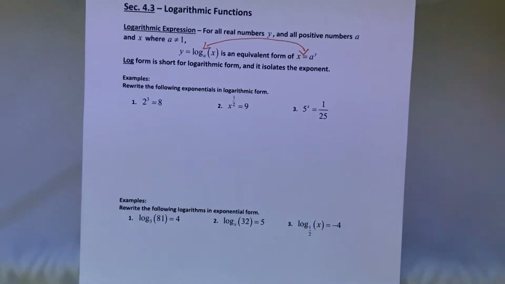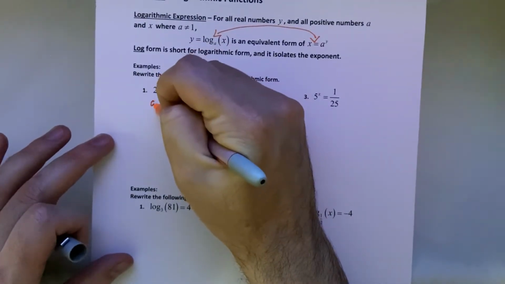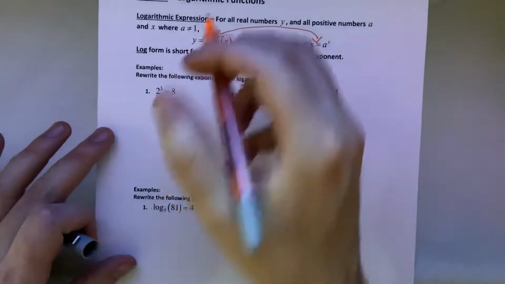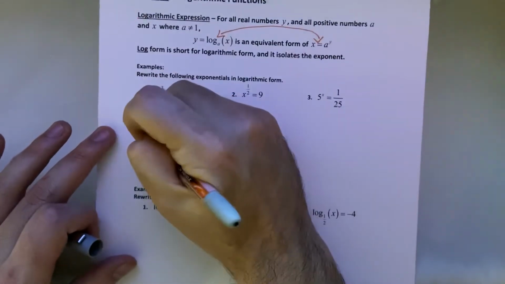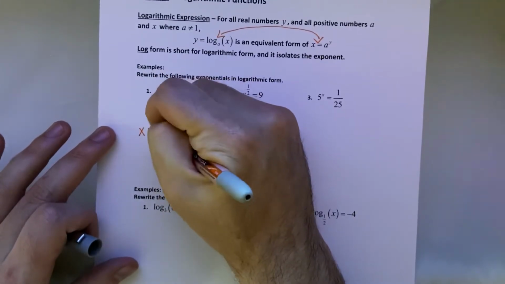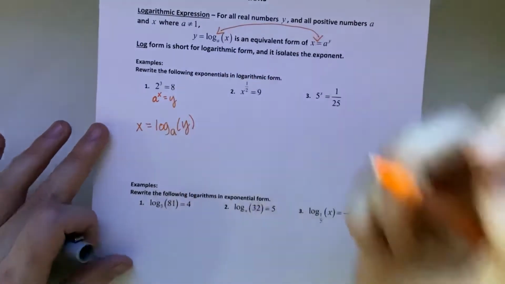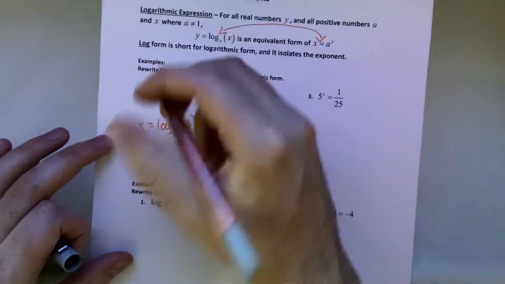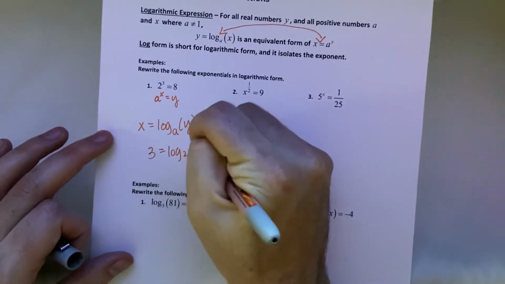So rewrite the following exponentials in logarithmic form. 2 cubed equals 8. So that's a to the y equals x. The exponent is always what gets isolated when we're converting it to log form. So we should get y equals log base a of x, where the base of our exponential is the base of our logarithm. So these are the two things that are the same. So in terms of 2 cubed equals 8, we get 3 equals log base 2 of 8.